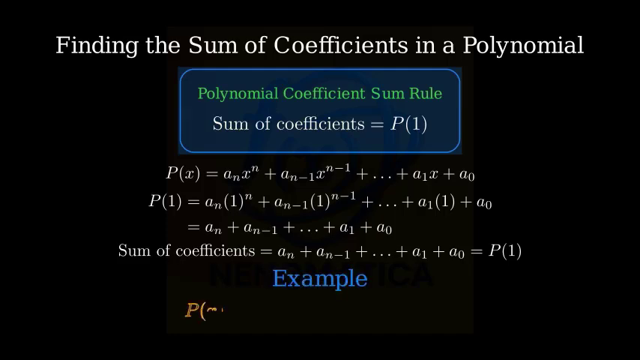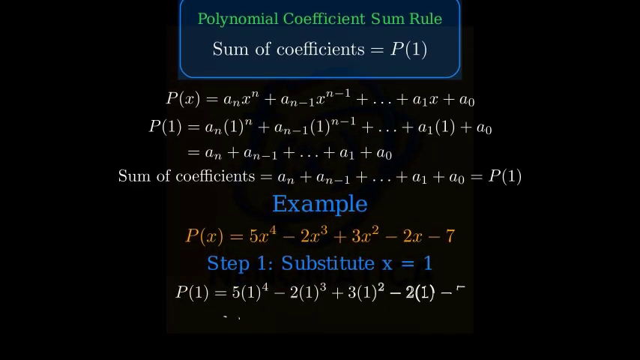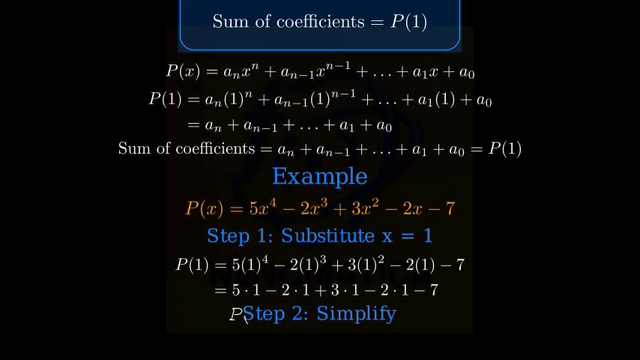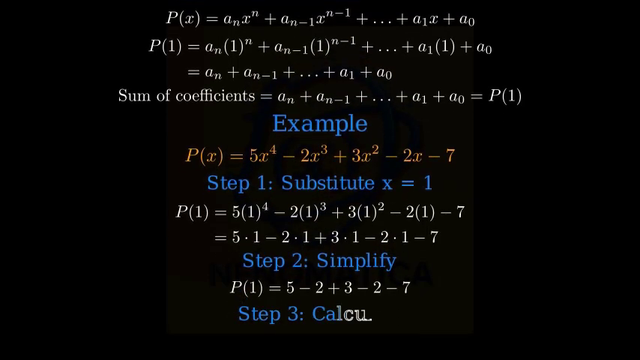Let's look at our first example. We have the polynomial p of x equals 5x to the power 4 minus 2x cubed plus 3x squared minus 2x minus 7. To find the sum of the coefficients, we need to evaluate p of 1. Let's substitute x equals 1 into our polynomial. Now, let's simplify this expression. Any number raised to the power of 1 is just the number itself. Let's calculate the final result.